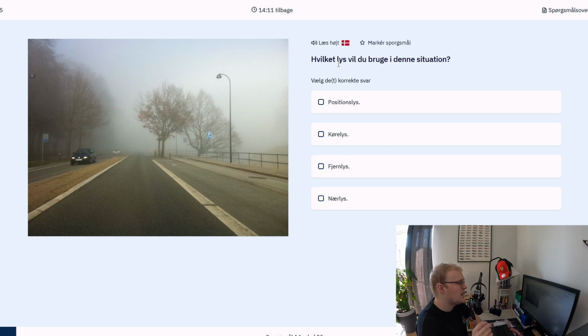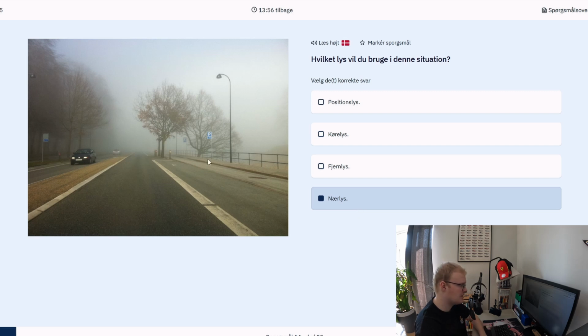Okay, what light will you be using in this situation? So this is, you have to know the rules. These are the different types of lights they show here. Position light, driving lights, high beams, normal lights. I don't know what it's called. Normal lights you can't see very well, so you have to turn them on.